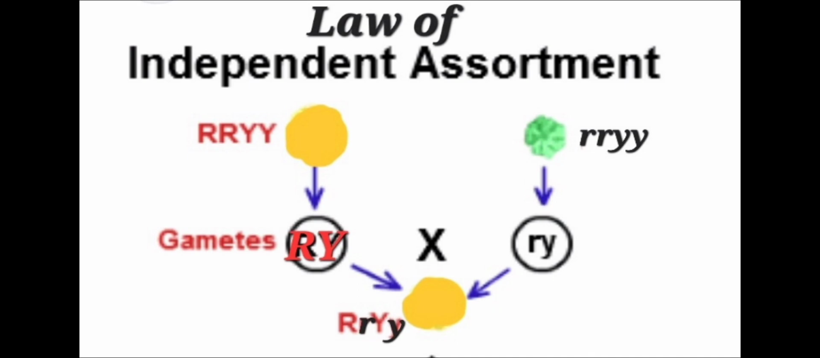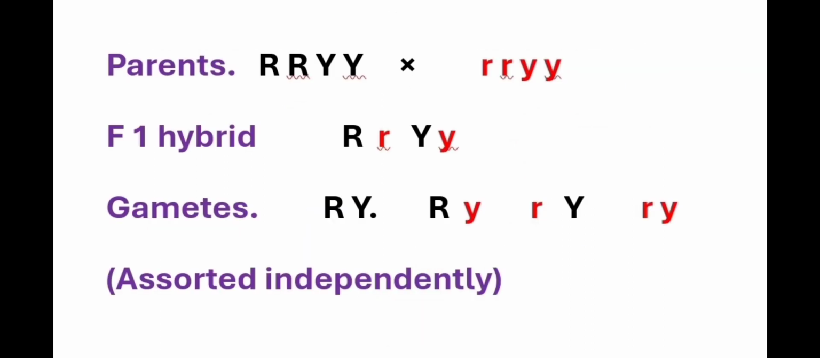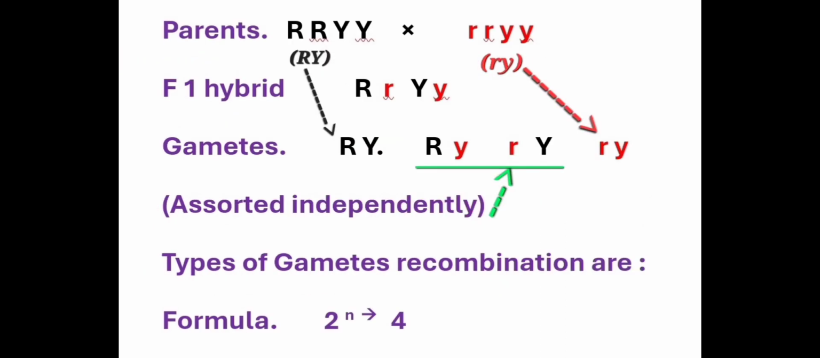Now, the gametes formed for each of these parents: the dominant one will produce a capital R with a capital Y, and the recessive one will produce a lowercase r with a lowercase y. When they fertilize, the F1 hybrid produced will be capital R with small r and capital Y with small y. So, this will be the genetic constitution of the F1.